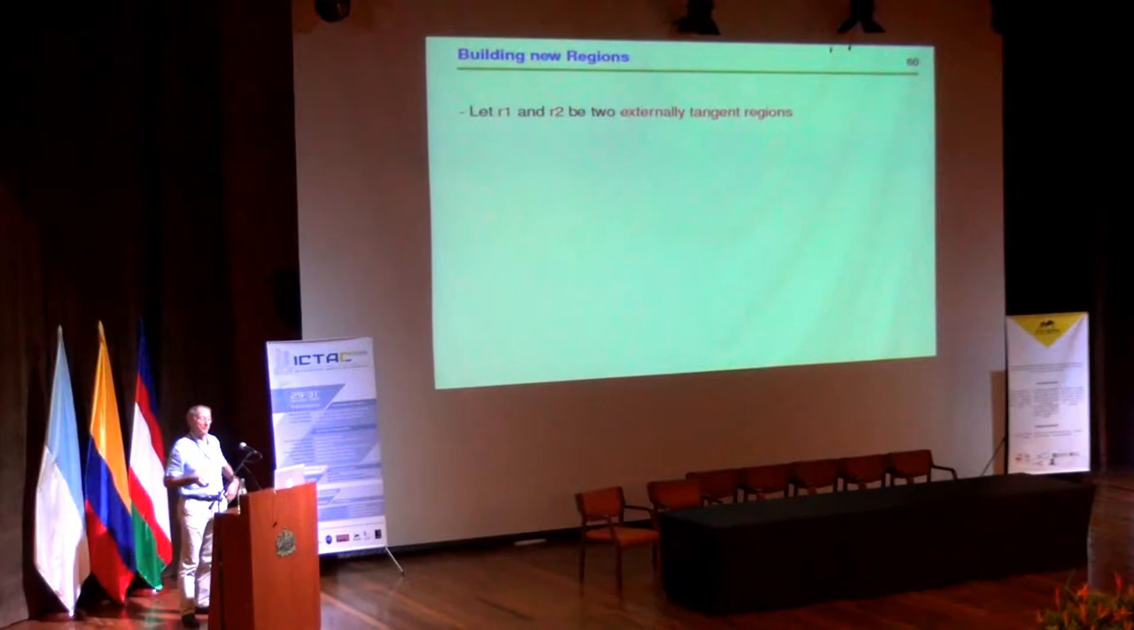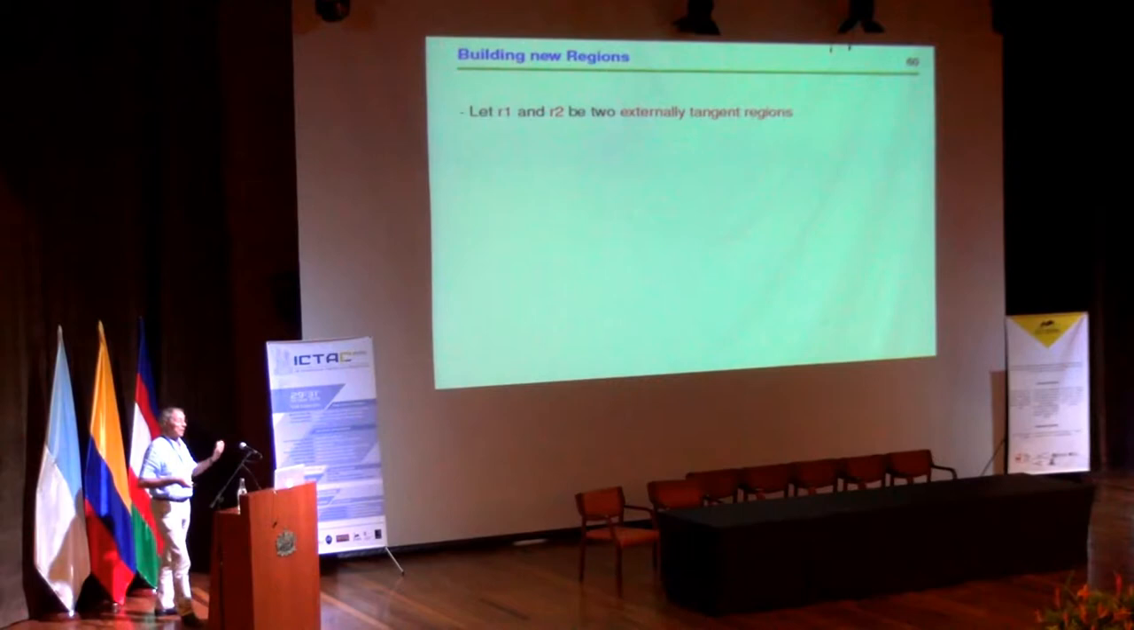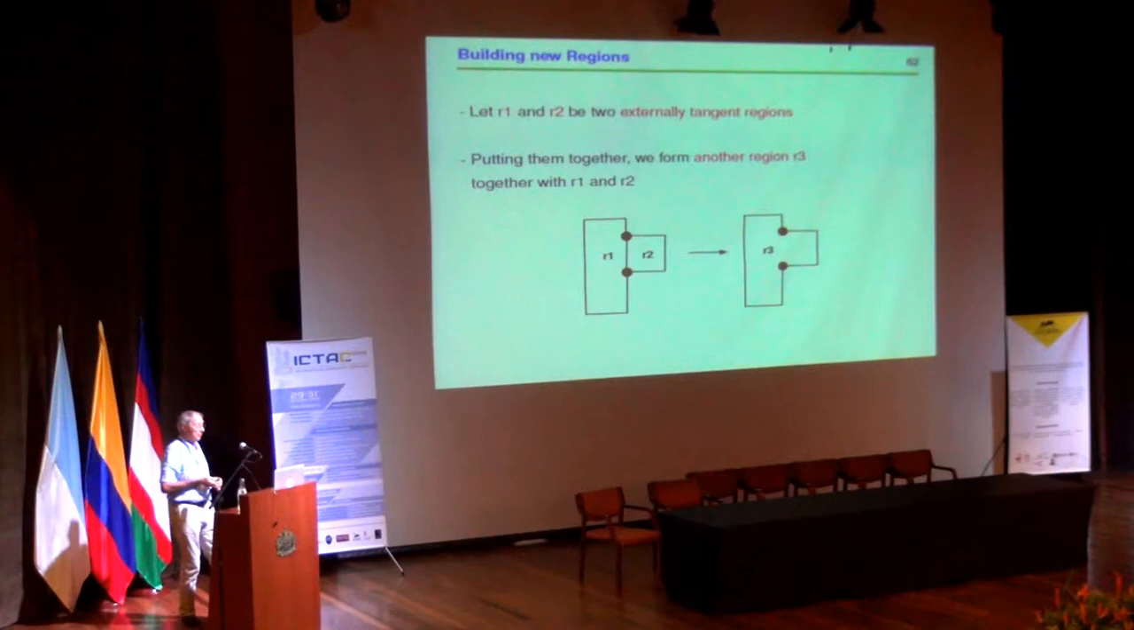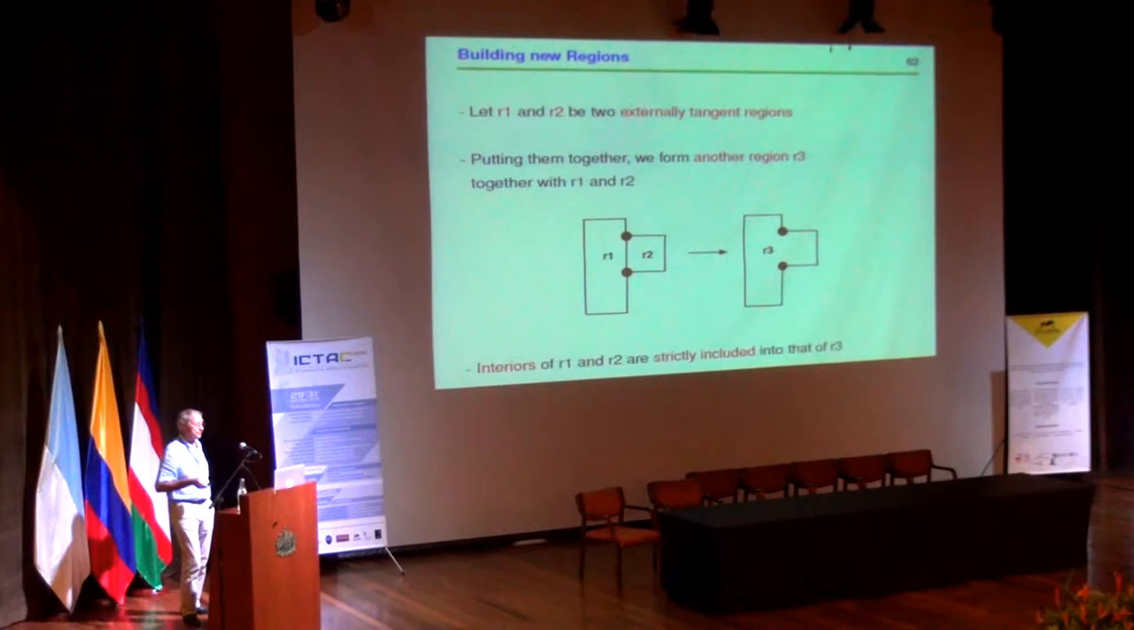Building new regions. Let R1 and R2 be two externally tangent regions. Putting them together, we form another region R3 together with R1 and R2. So we have R1 and R2, and they are externally tangent. We could remove this common border here, and that gives us another region. So this is the way we can build new regions. And of course, the interiors of R1 and R2 are strictly included in that of R3.